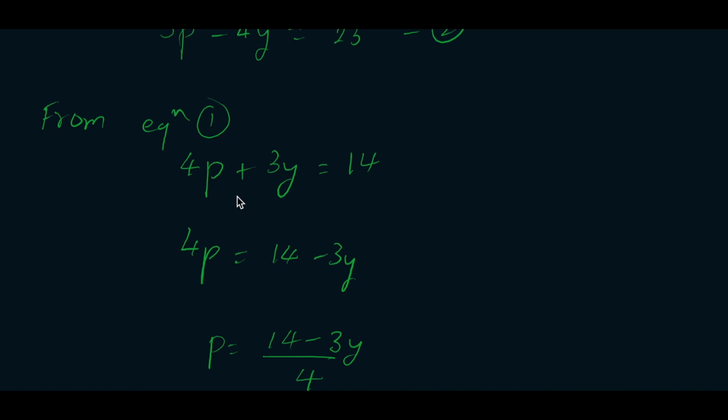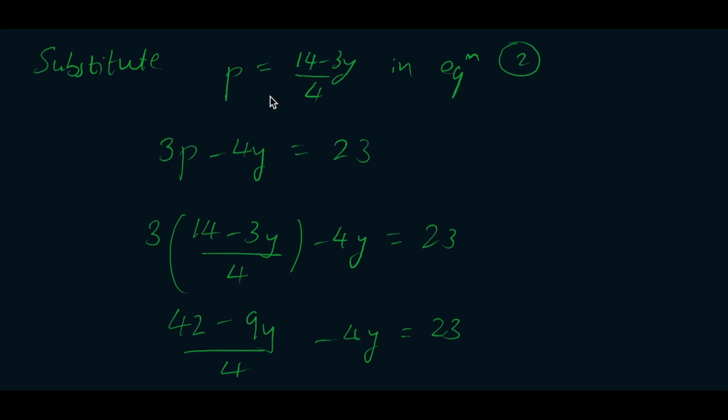Now from our equation 1 we have 4p plus 3y equals 14. So let us take 3y on the right hand side. So it becomes 4p equals 14 minus 3y. So the value of p is 14 minus 3y by 4. Now what we will do is that we will substitute p equals 14 minus 3y by 4 in equation 2. Our equation 2 was 3p minus 4y equals 23. So in the place of p we write 14 minus 3y by 4. So it becomes 3 multiplied by 14 minus 3y by 4 minus 4y equals 23. Now this gives us 14 times 3 gives us 42 minus 9y by 4 minus 4y equals 23.